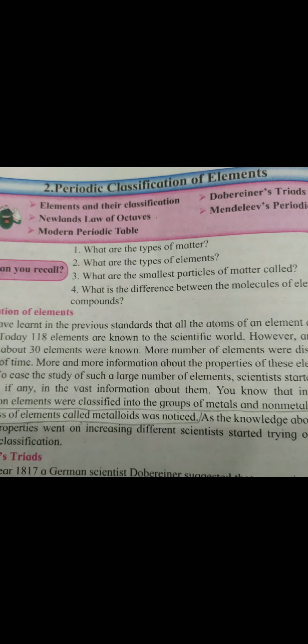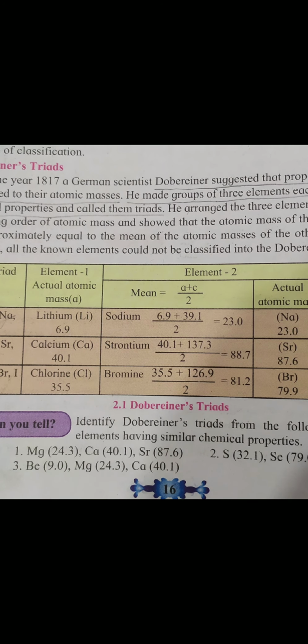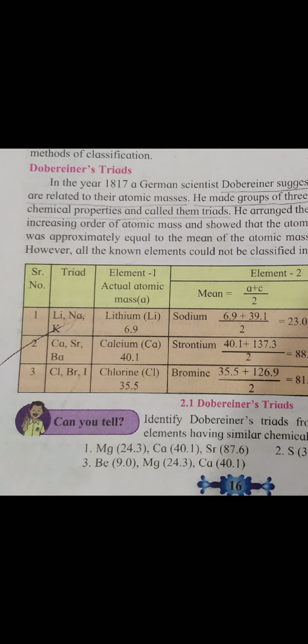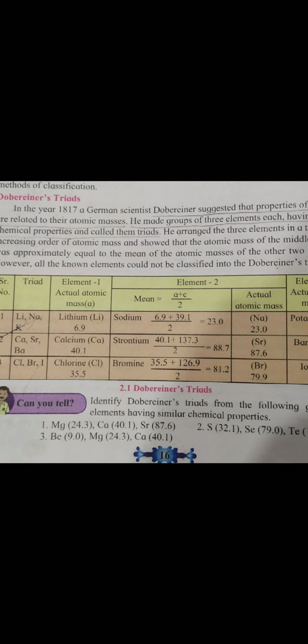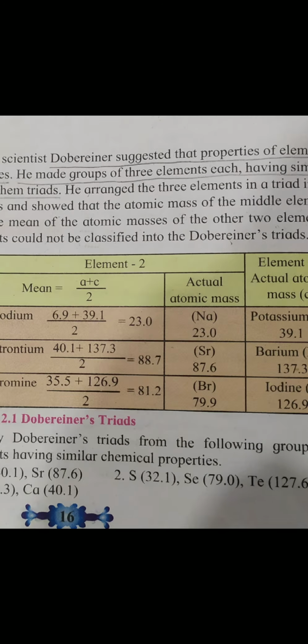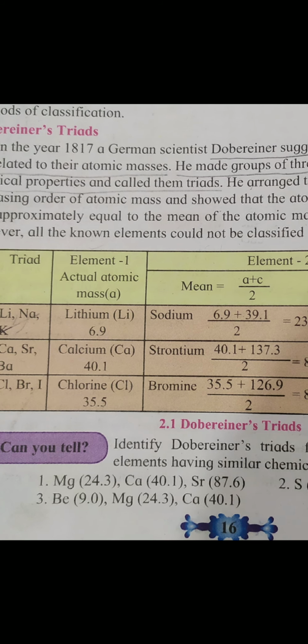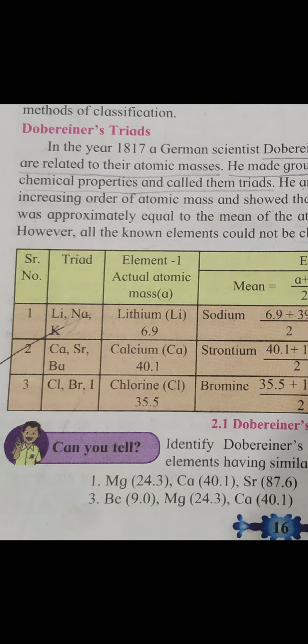Many scientists gave their contribution in the classification of the elements. In this lesson, we are studying the contributions of these scientists, Dobereiner, Newlands, and Mendeleev, and also the making of the modern periodic table. Dobereiner, in 1817, a German scientist, suggested that the properties of elements are related to their atomic masses.